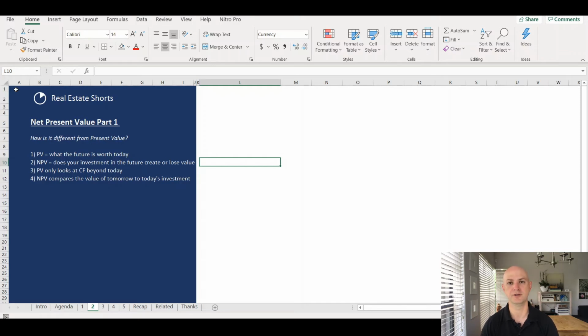Net present value helps you relate the cost, the purchase, the acquisition, investment, and its present value. So present value looks to the future. Net present value relates the value of the future to your cost in the present.